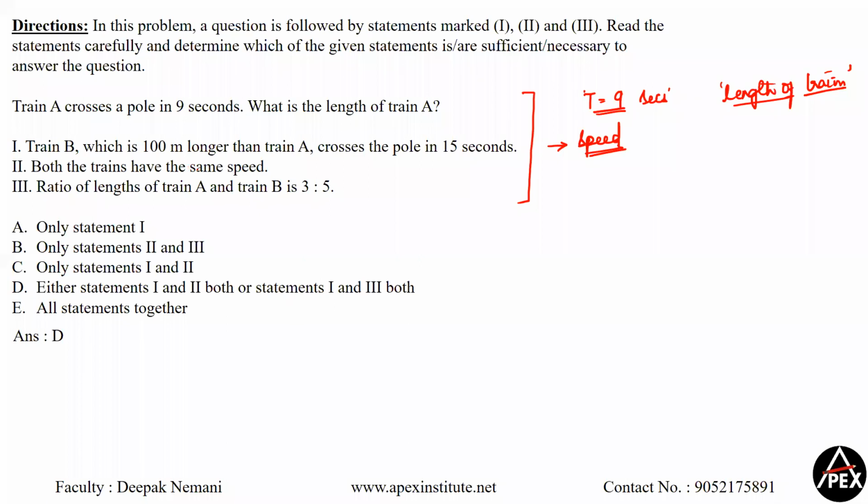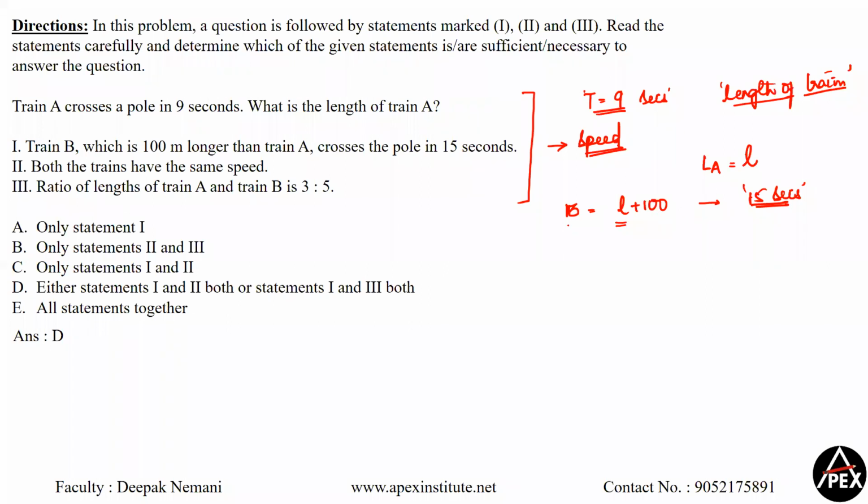Now train B, which is 100 meters longer than A. So if I consider the length of A as L, B is equal to L plus 100. This crosses the pole in 15 seconds. Can we determine the value of L from here?